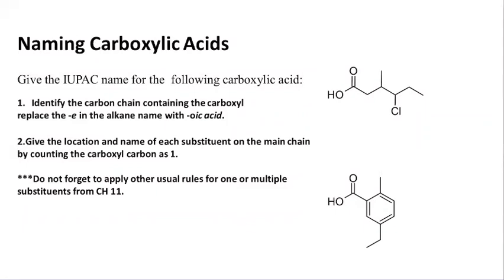Now, the second rule is very similar to what we have done throughout. You're going to then give the location and the name of each of the substituents on the main chain, taking into account that the carboxyl carbon is going to be carbon 1. Similar to what we saw in aldehydes, for carbon number 1, you don't need to specify 1 in carboxylic acids, because carbon number 1 is always going to be the carboxyl carbon. So remember, you cannot forget, in the functional groups that we're naming throughout chapter 14, those rules for whenever you have one or multiple substituents.